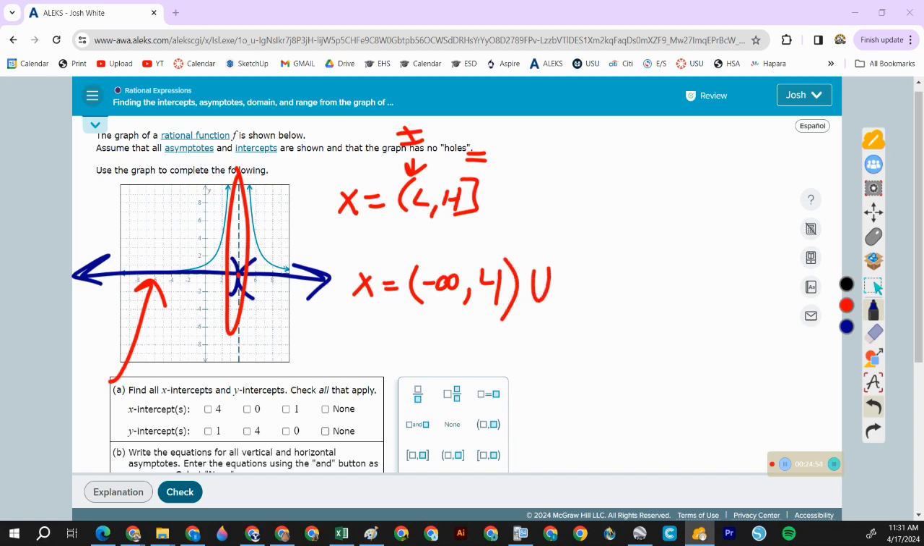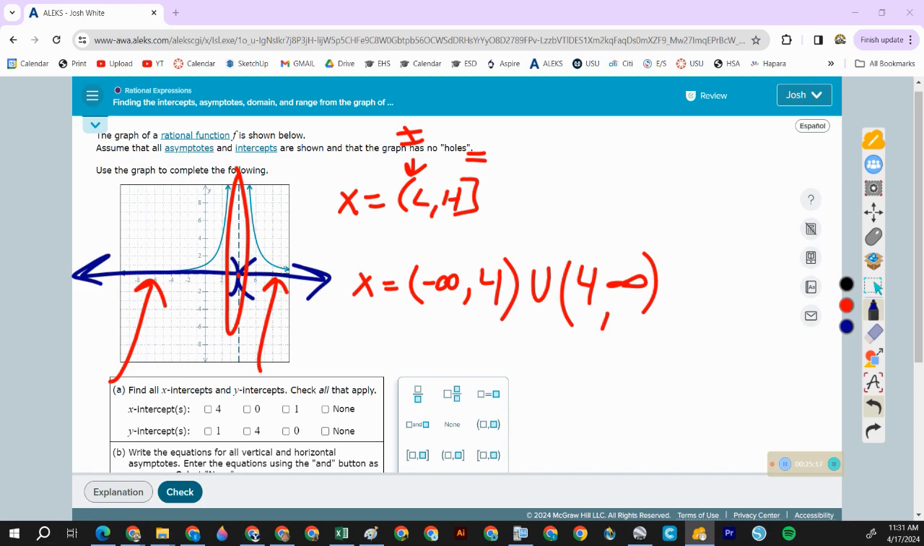Okay, and then we union that with, what is the left side of that piece? 4. Does 4 count? No. And then what's the right side of the right piece? Infinity, and it always gets a parenthesis. So that is the domain.